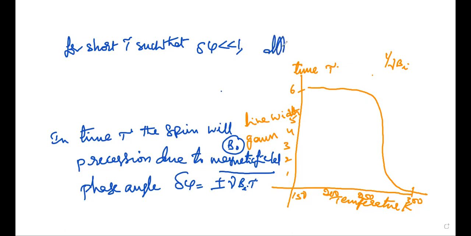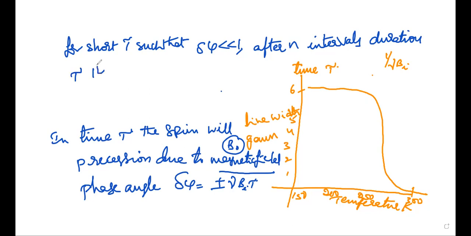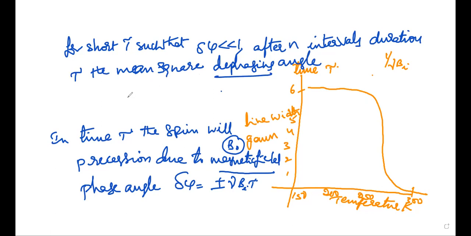After n intervals of duration tau, the mean square dephasing angle in the field will be, that is the expectation value of psi square, equal to n into delta psi whole square, that is equal to n gamma square B_i square tau square.